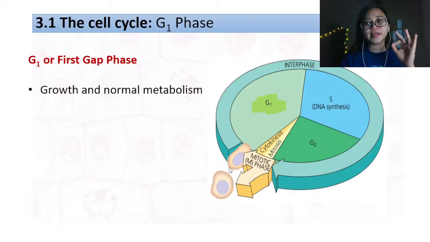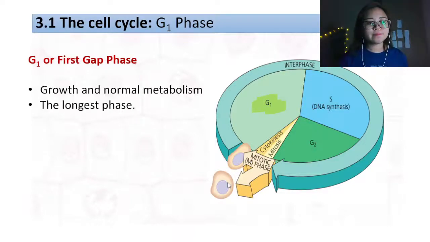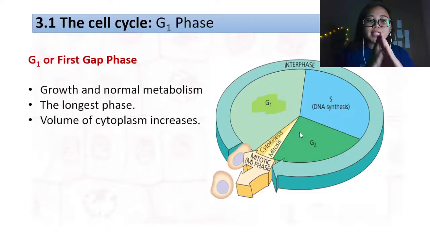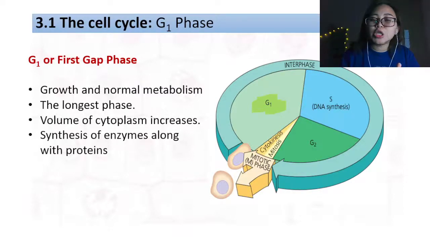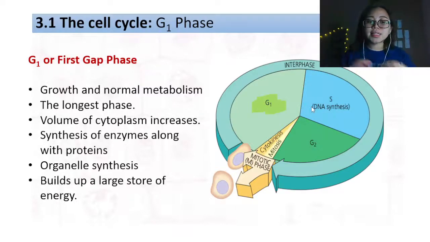Apakah yang dimaksudkan dengan seperti biasa? Kita boleh tengok di sini. It's the longest phase, as you can see. Dia adalah fasa yang paling panjang lah dalam interphase. In this G1 phase, the volume of the cytoplasm increases. You will have synthesis of enzymes along with proteins. You will have organelle synthesis. And the cell will build up a large store of energy. So cytoplasm dia memperbanyak. Enzyme terhasil, protein terhasil, organelle terhasil, dan dia mengumpul tenaga dalam bentuk ATP.